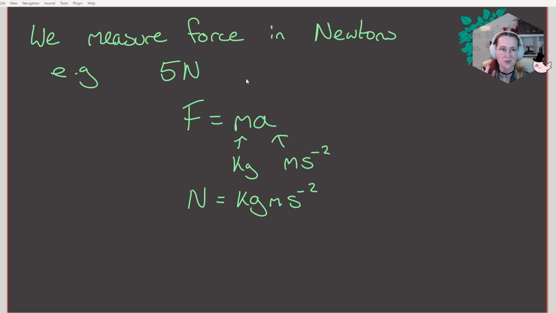Okay, yeah, so we measure force in newtons, and a newton is a kilogram meter per second squared. That's a mouthful, so we say newtons instead.